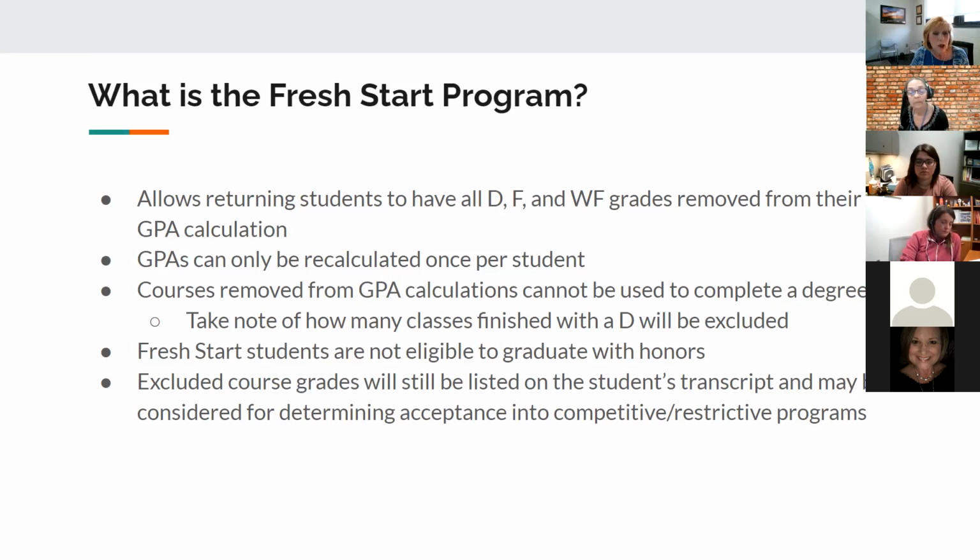Fresh Start students are not eligible to graduate with honors, and excluded course grades will still be listed on the student's transcript. It'll still be there, but they'll take it out of the GPA. And so those courses can still be considered for determining acceptance into competitive or restrictive programs.